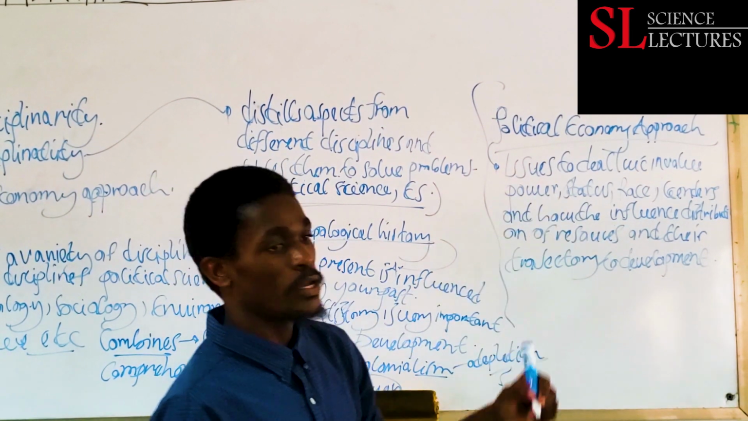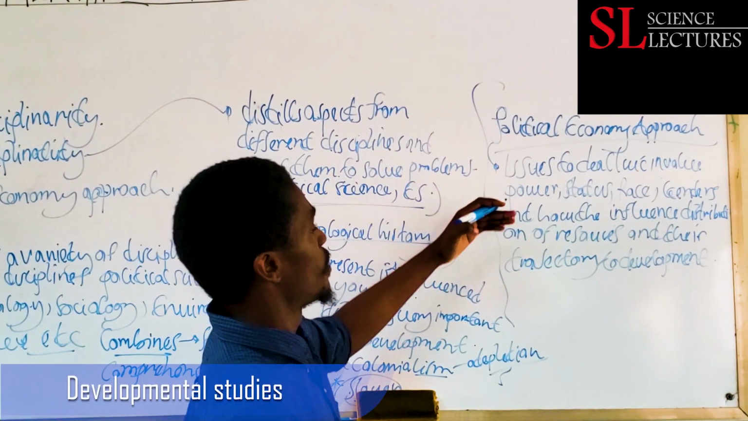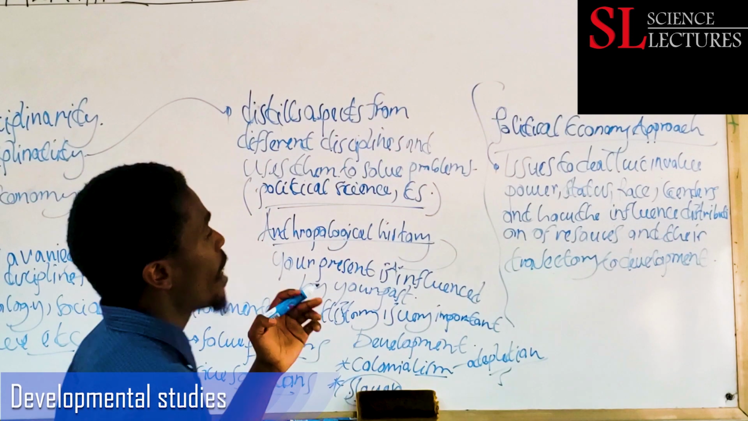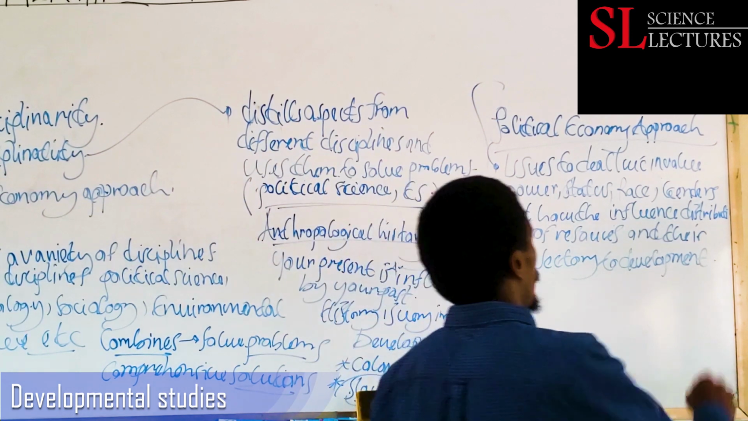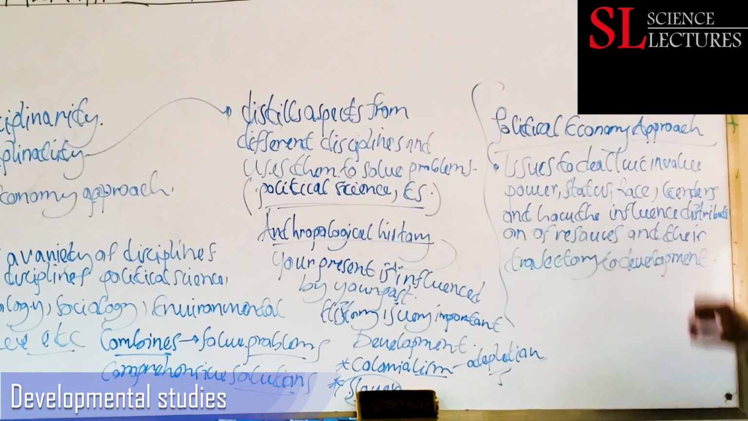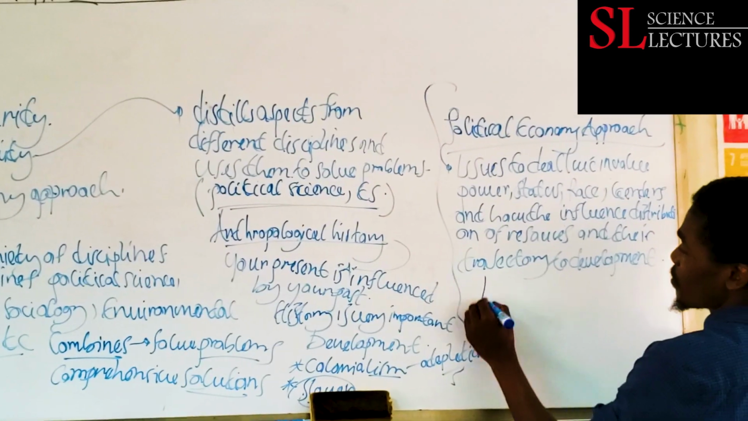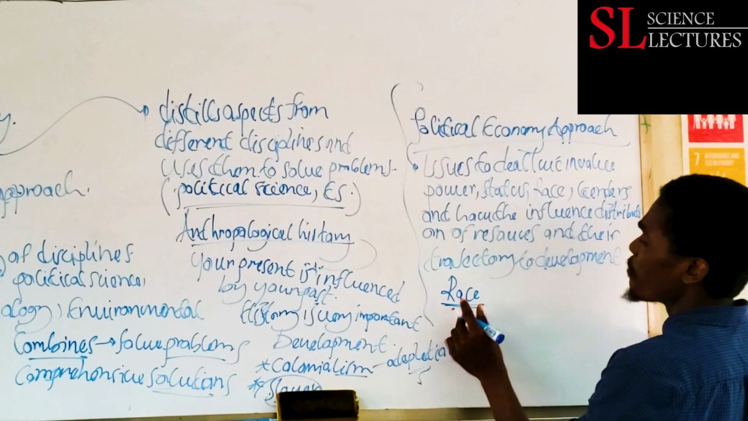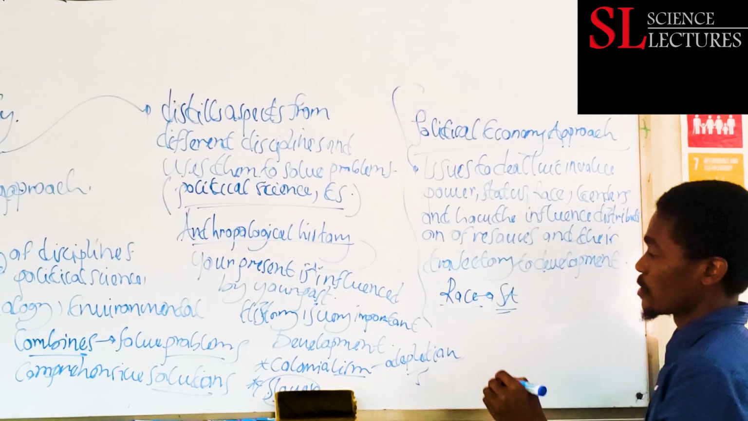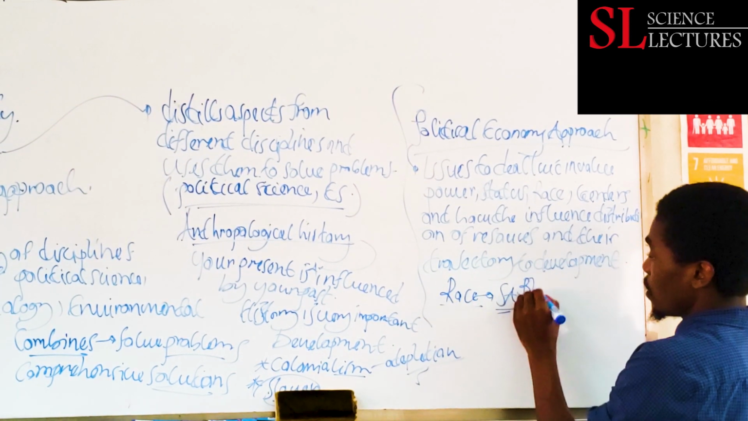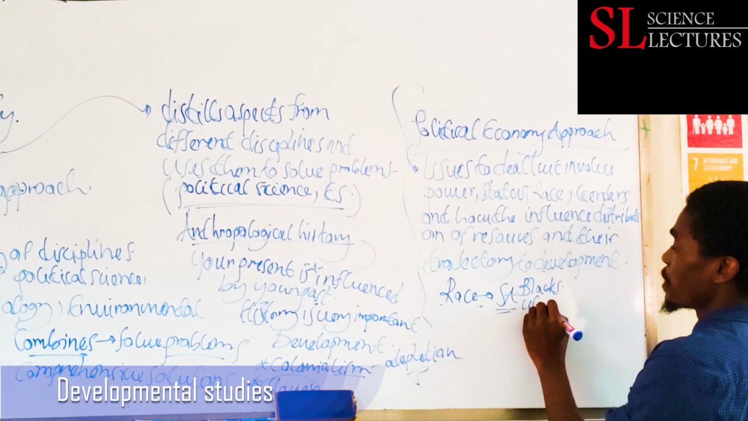It addresses the issues which involve power, status, race, gender, and how they influence distribution of resources and their trajectory towards development. So what do we mean by this? In the political economy approach, for example, the race issue. Race will affect the distribution of resources. For example, in South Africa there was an inequality in the distribution of resources among the blacks and the whites.